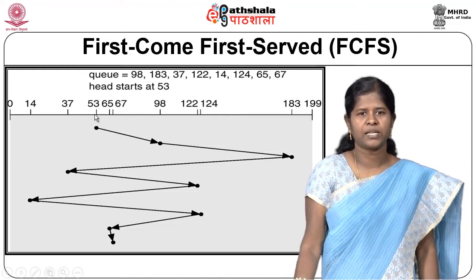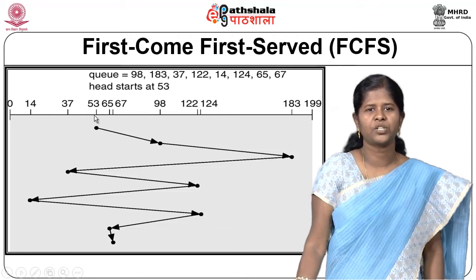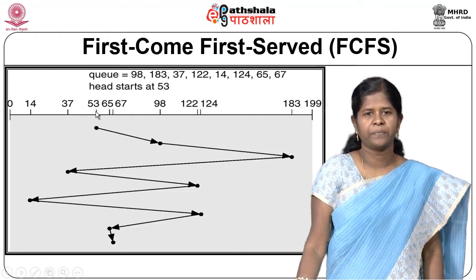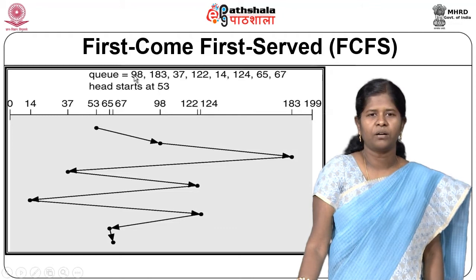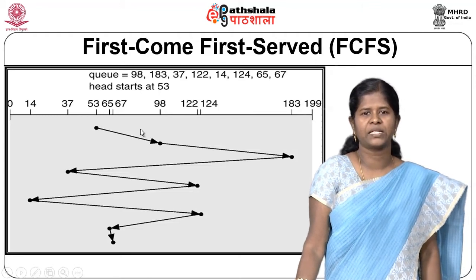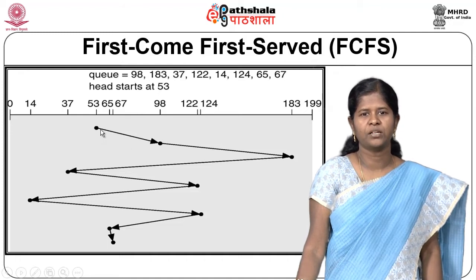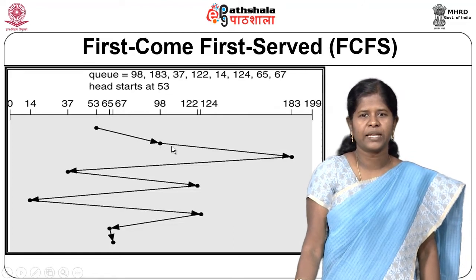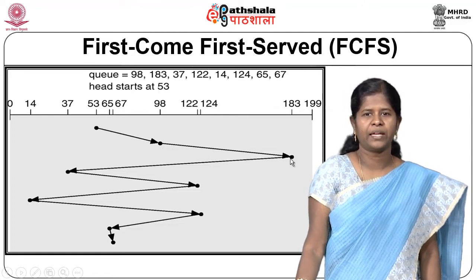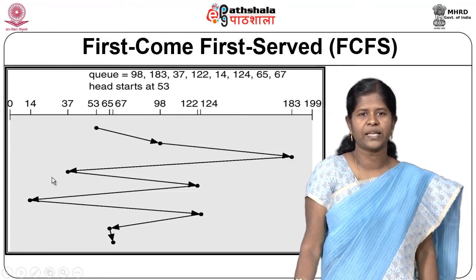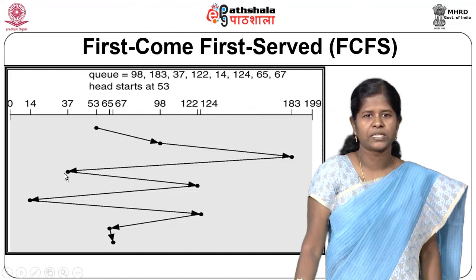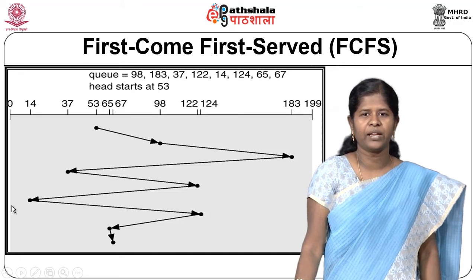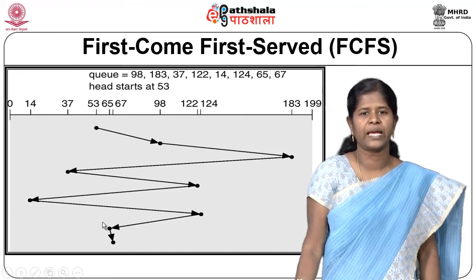So, look at this diagram. This shows the movement of the head. Initially the head is kept at 53 and then there is a request for cylinder 98. So, the head is moved from 53 to 98 and then from 98 it is moved on to the next request, that is 183, and then from 183 the head is again moved back to 37 because 37 is the next request, and then from 37 it is moved to 122 and then from there to 14 and then to 124 and then 65 and then 67.